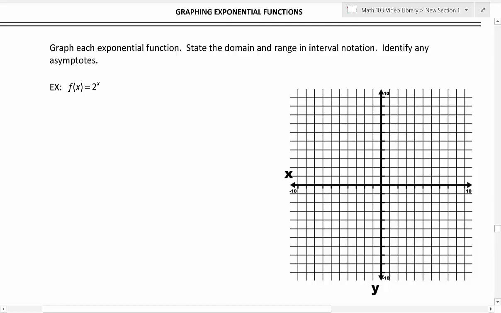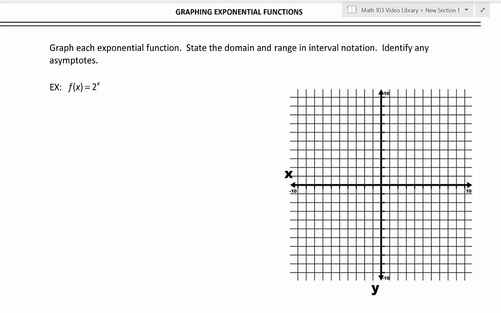In this video, we'll be graphing exponential functions. Let's graph each exponential function, state the domain and range in interval notation, and identify any asymptotes. Our first function, f of x, is equal to 2 to the x.